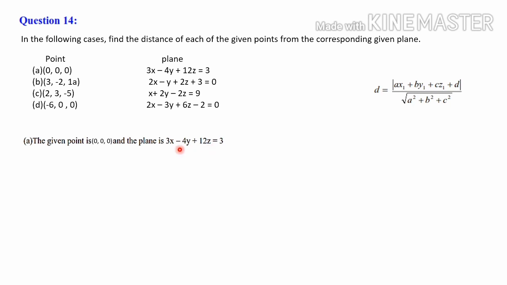So I'm not going to write anything here. When you substitute it, just substitute the values, that's all. D is equal to modulus of ax1. A is here 3, x1 is 0.